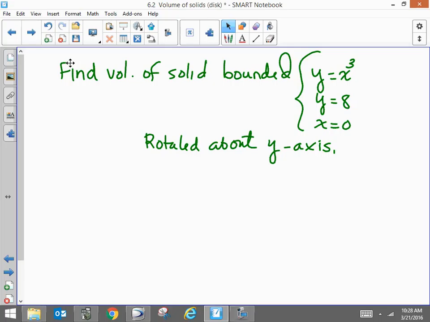The axis has to be perpendicular to the rotated axis. So you went the wrong way. Yeah, that's wrong. This is not in terms of x, it's in terms of y, so then you have to.